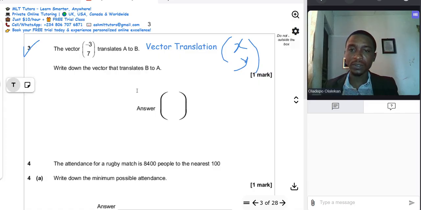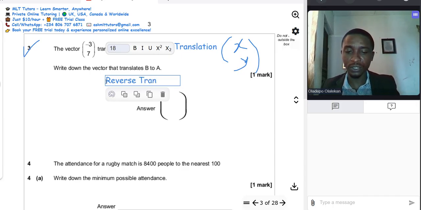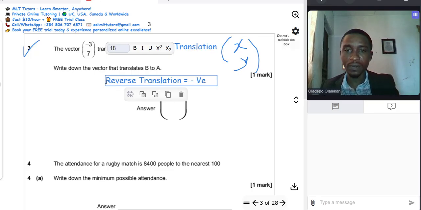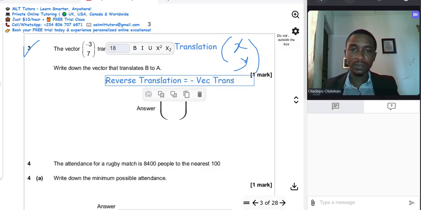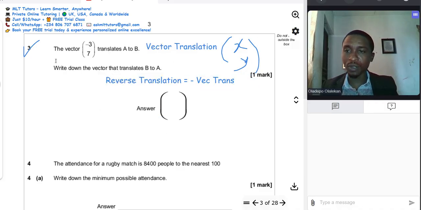So the reverse translation is always the negative of the vector translation. Reverse translation equals the negative of the vector translation. So that implies that if our vector translation is x, y, then its reverse will be minus x, minus y.